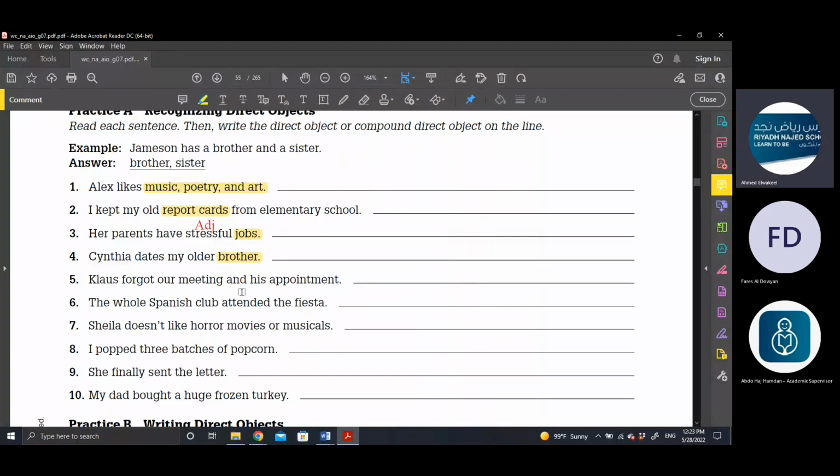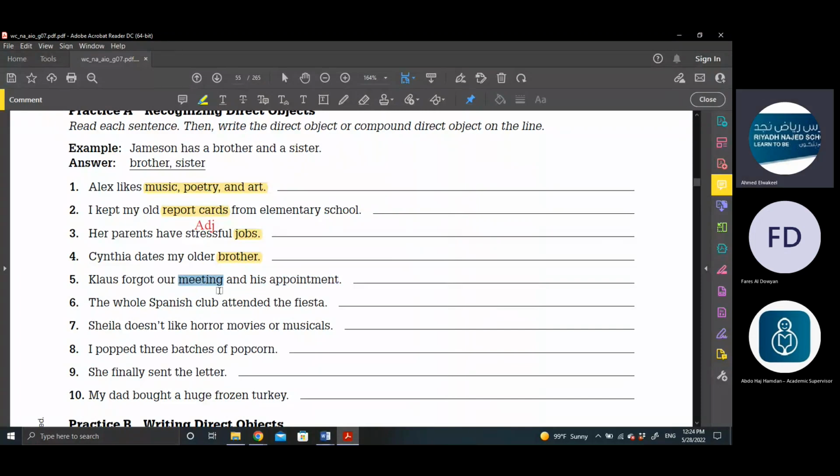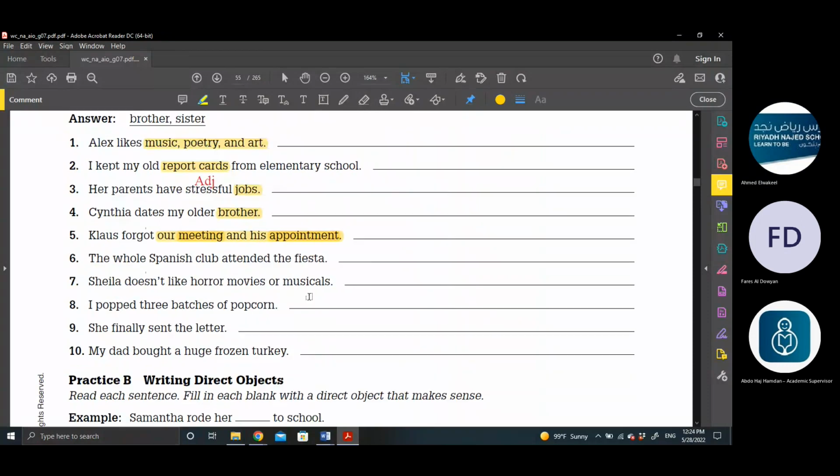Class, forgot our meeting and his appointment. Our meeting and his appointment. Nice. Meeting and appointment. So the word meeting and also the word appointment, those are the direct objects. But we can highlight all of it, it's totally fine. But alone, meeting and appointment are the direct objects. Our is a possessive pronoun, meeting is direct object number one, and is a conjunction, his is a possessive pronoun, and appointment is direct object number two.